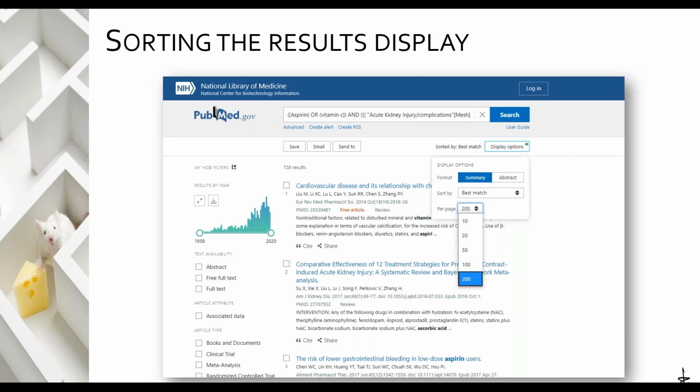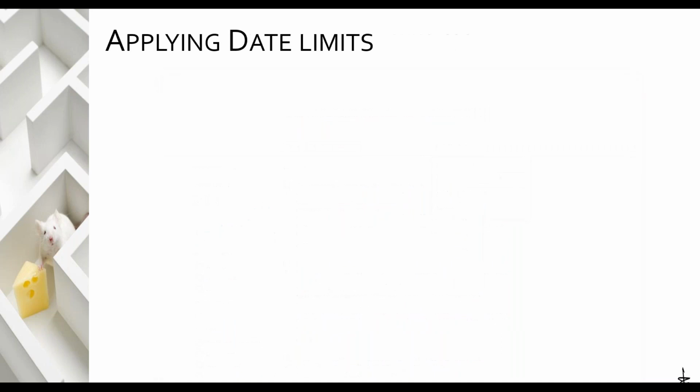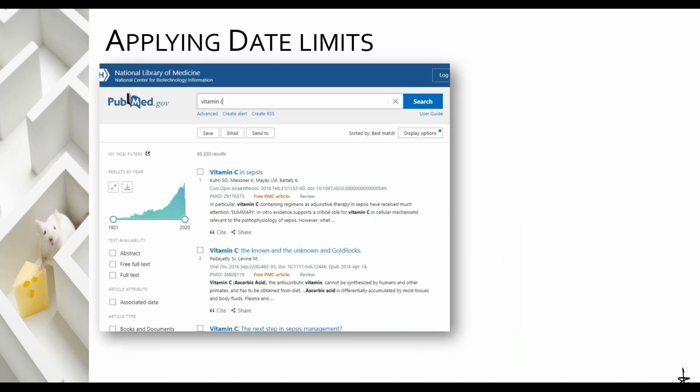Now, when you change your display, you can go to display options right here in the upper right part of the screen. You can have 20 articles on every page, or 200 articles on every page, and it will change your display based on what you want. If, for example, I did a vitamin C search, remember, I got 65,000 articles. Now that's way too much.